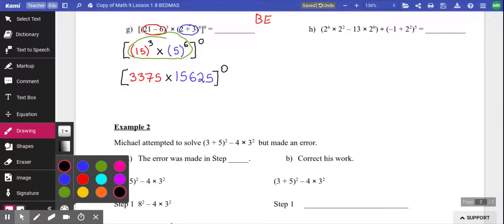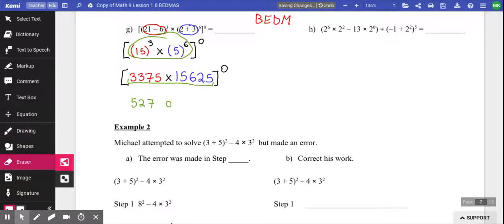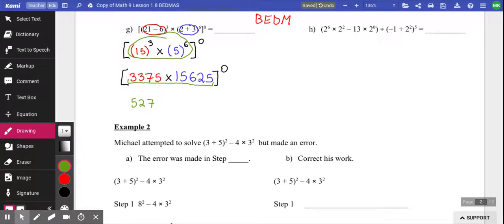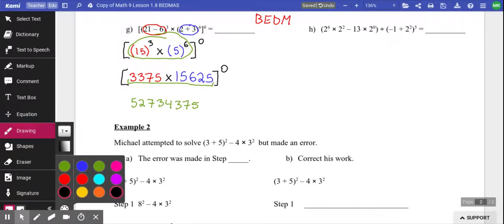we have division for BEDMAS. There's no division. If we do multiplication, we should technically multiply these two things together. The number's going to be ridiculous. Does somebody want to calculate and see what it turns out to be? Basically it's 52 million, 734,325. Pretty big number, but not that bad.